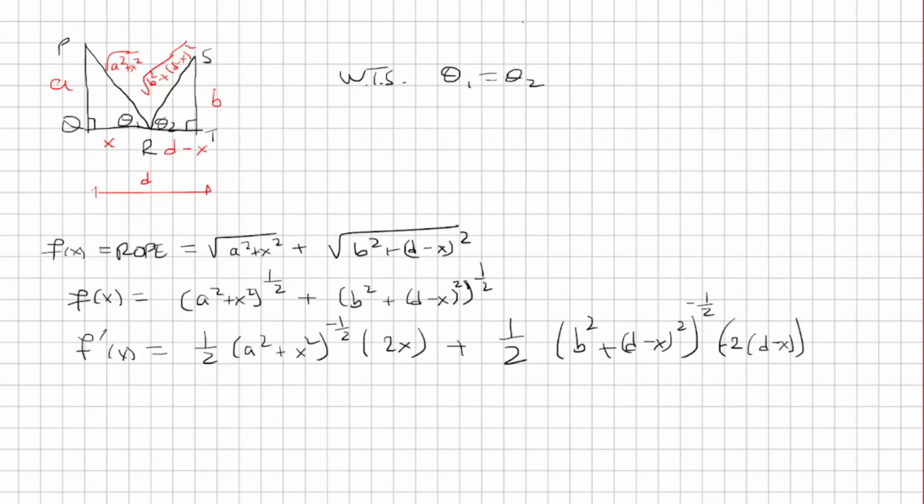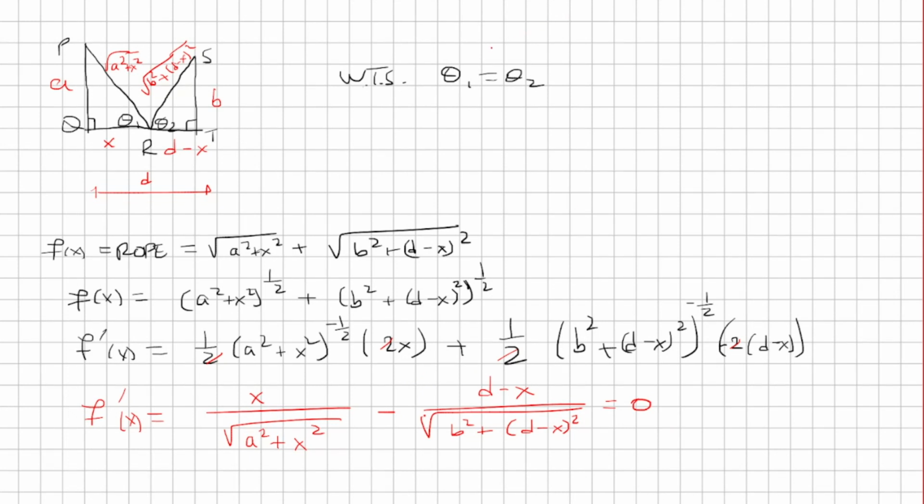And now we can simplify a couple things. We can just eliminate the 2's. And I'm going to rewrite this with the square root on the bottom. And then this negative is going to come out in front. And so we're going to have the square root of b squared plus (d minus x) squared, and then d minus x at the top. Set this equal to 0 because, again, you want to find the critical point.